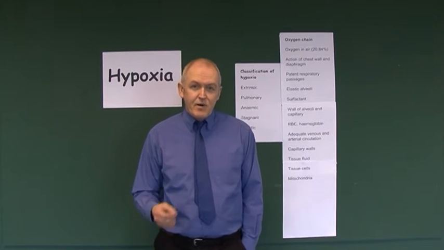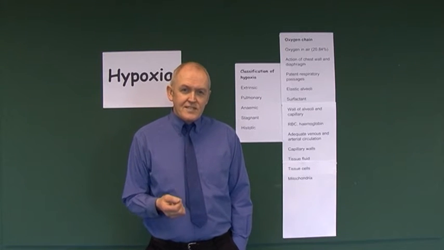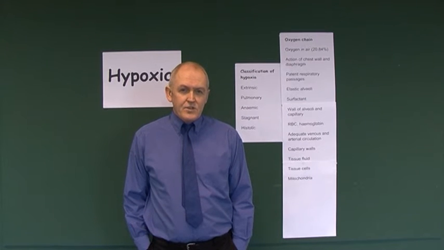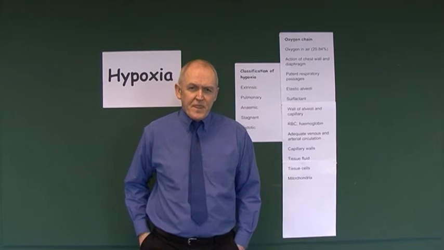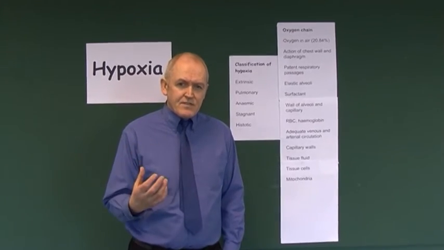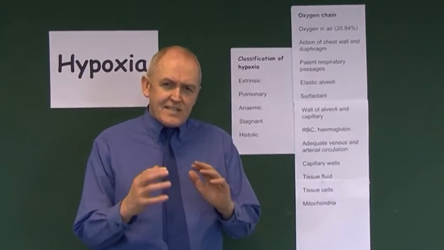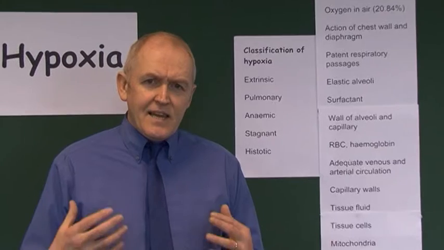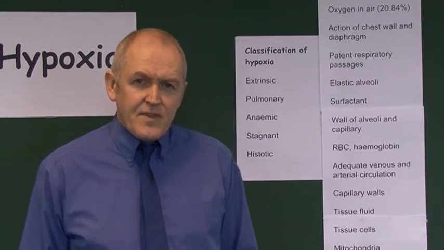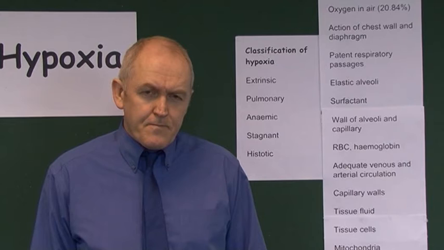Hypoxia is classified by its cause. So let's now think about the causes of hypoxia. And the first cause is extrinsic. This is factors outside of the lungs, factors in the atmospheric air, and indeed factors that allow the air to be moved in and out of the lungs before the air actually gets to the lungs. That would be extrinsic hypoxia.